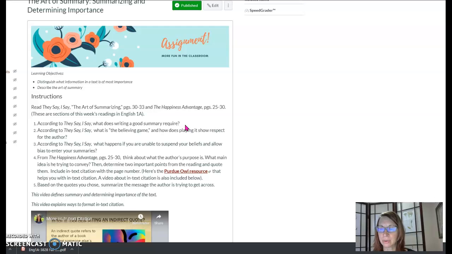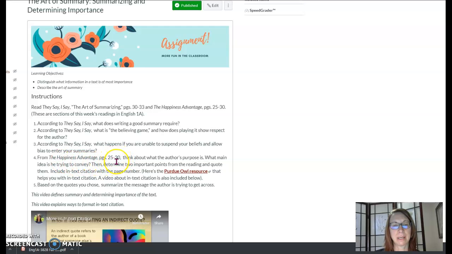One good way to do this is to play the believing game. So the text is going to talk about this. This is about inhabiting the mind of the author and thinking about that main idea he's trying to get across and representing it in a fair way. If you don't represent it in a fair way, there's going to be consequences, and the text will talk about that as well.